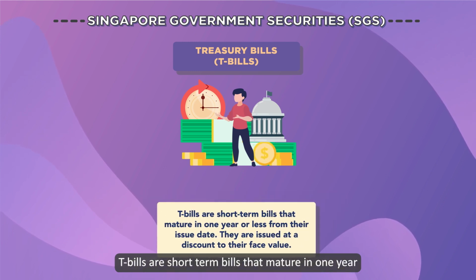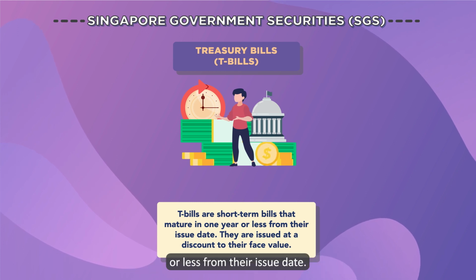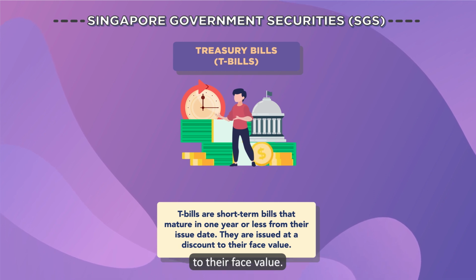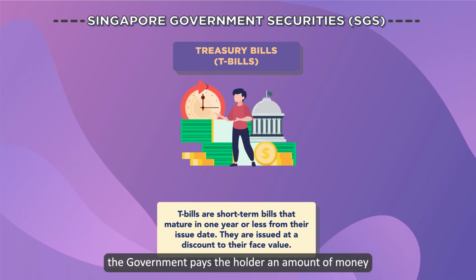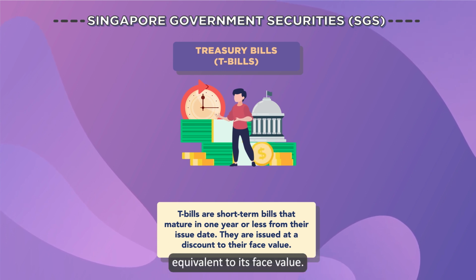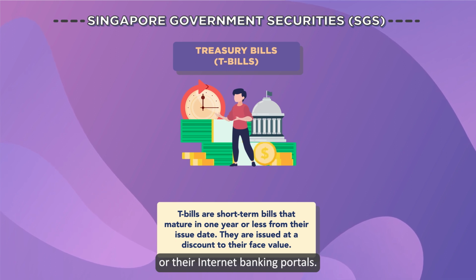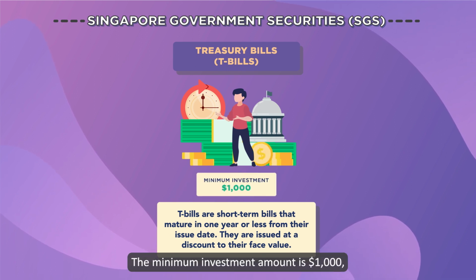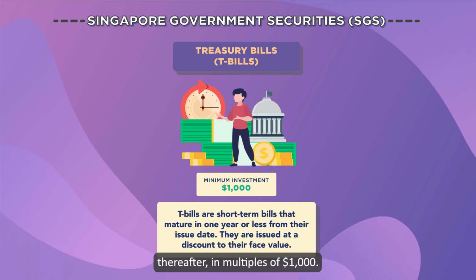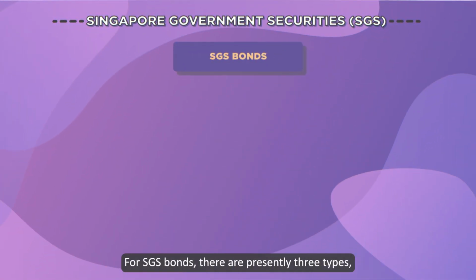T-bills are short-term bills that mature in 1 year or less from their issue date. They are issued at a discount to their face value. When the T-bills mature, the government pays the holder an amount of money equivalent to its face value. You can buy T-bills at primary auctions via local bank ATMs or their internet banking portals. The minimum investment amount is $1,000, thereafter in multiples of $1,000. For SGS bonds, there are presently three types.